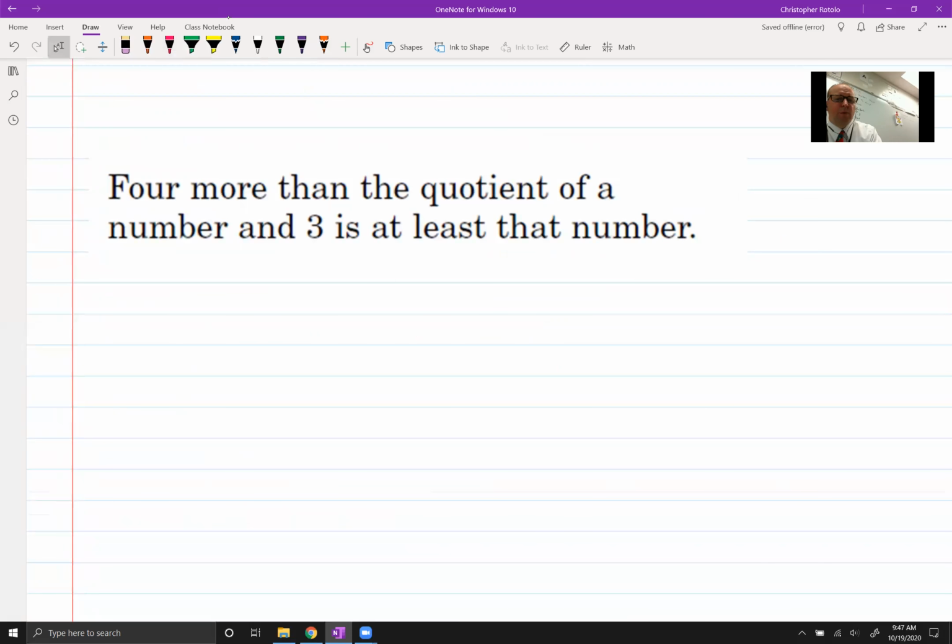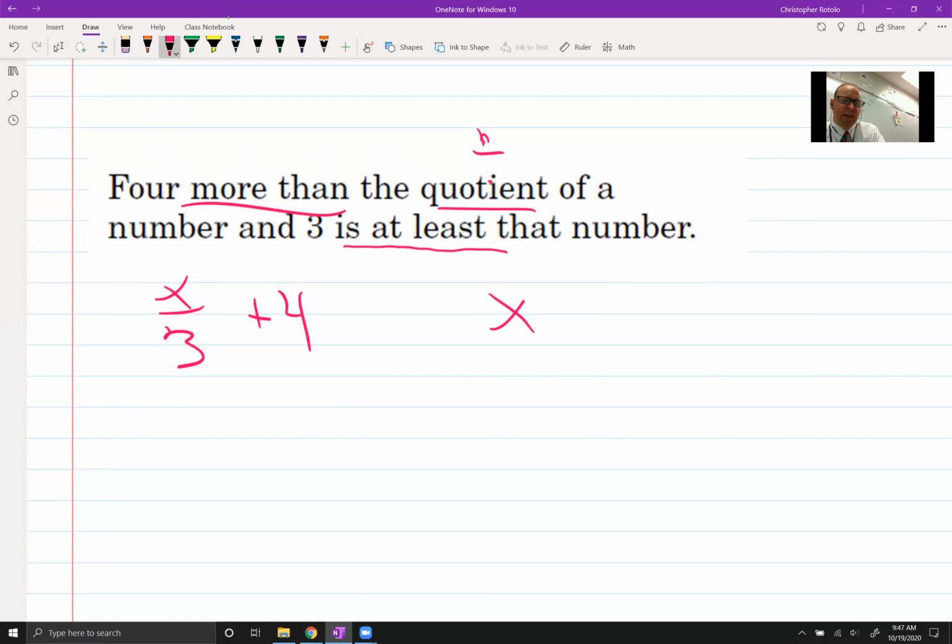All right, 4 more than the quotient of a number and 3. So quotient means a division problem. That means I'm going to divide a number by 3. But I need 4 more than that. Is at least that number. Let's see, is at least. That means this would have to be greater than or equal to.